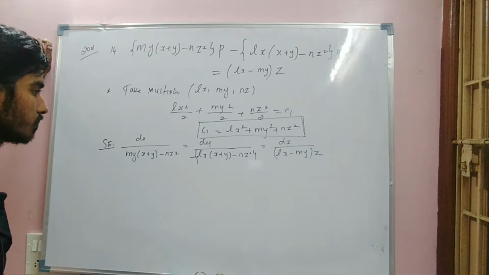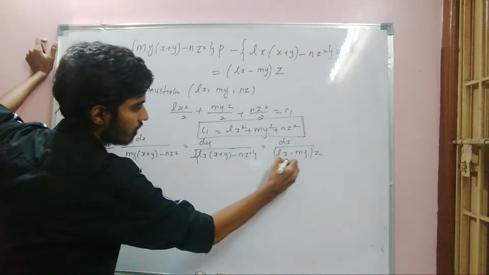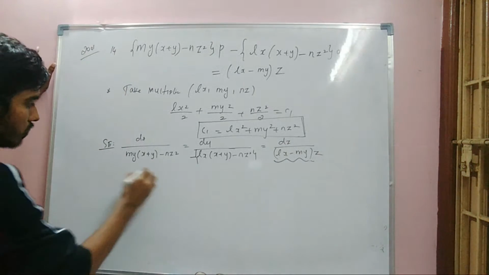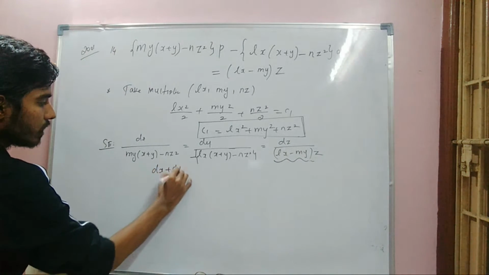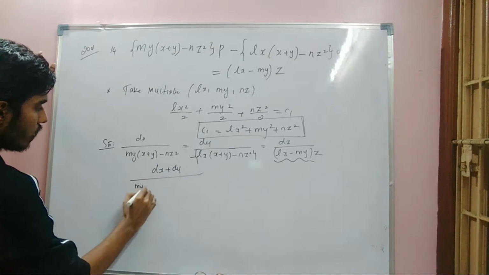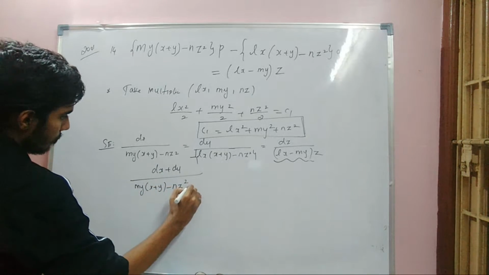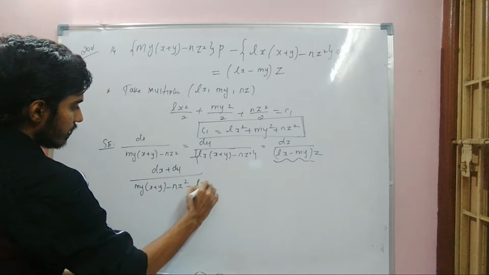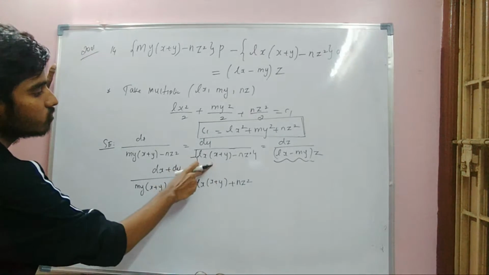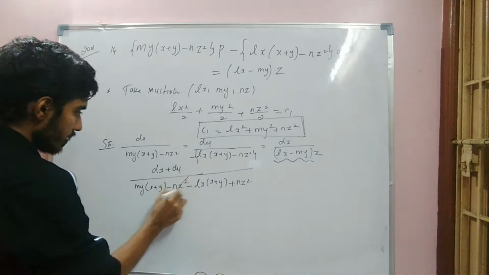Now if I add this term and this term, you can see this is a function of lx, x, y, z. First I am going to add dx plus dy. So if I add dx plus dy, we will have my into x plus y minus nz square minus lx into x plus y plus nz square, because you have minus here, so minus plus. If I add this, these two will get cancelled.